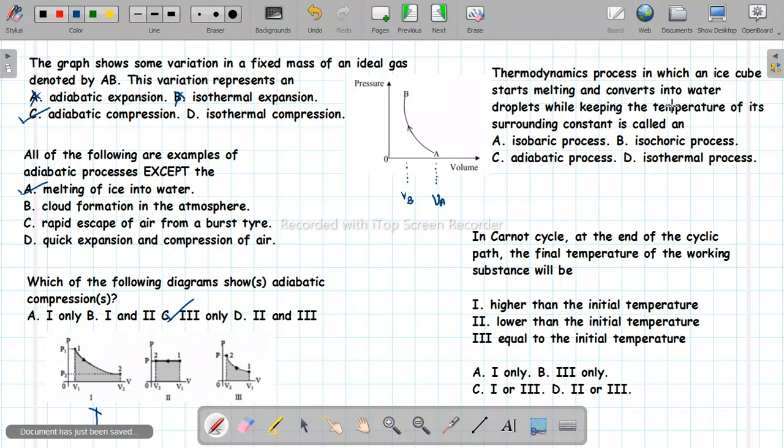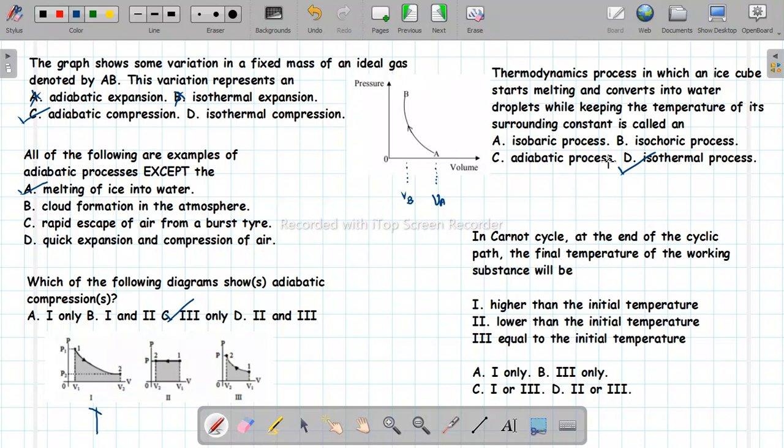Thermodynamic process in which an ice cube starts melting and converts into water droplets while keeping the temperature of surrounding constant is called which type of reaction? Is it isobaric? Isobaric are the processes in which pressure remains constant. Isochoric are the processes in which volume remains constant. Isothermal processes are those in which temperature of the system remains conserved, and in this particular case, temperature remains conserved. Whereas in case of adiabatic, temperature भी change हो जाता है.